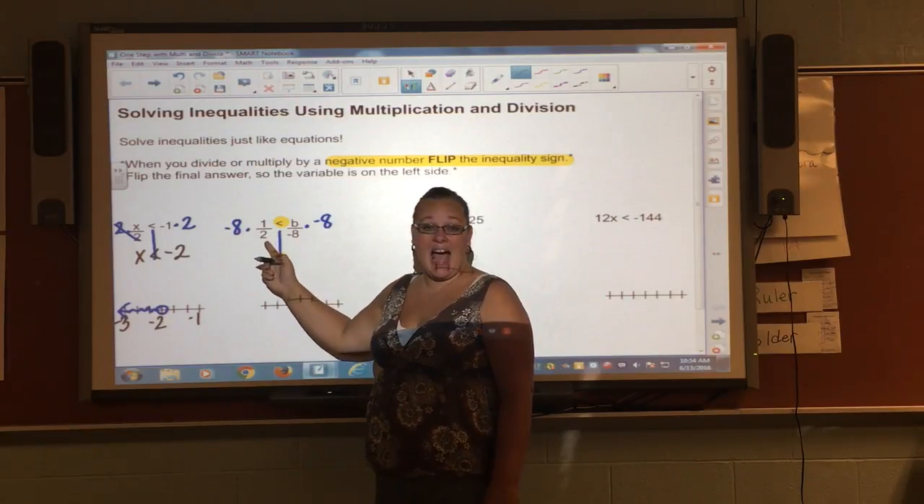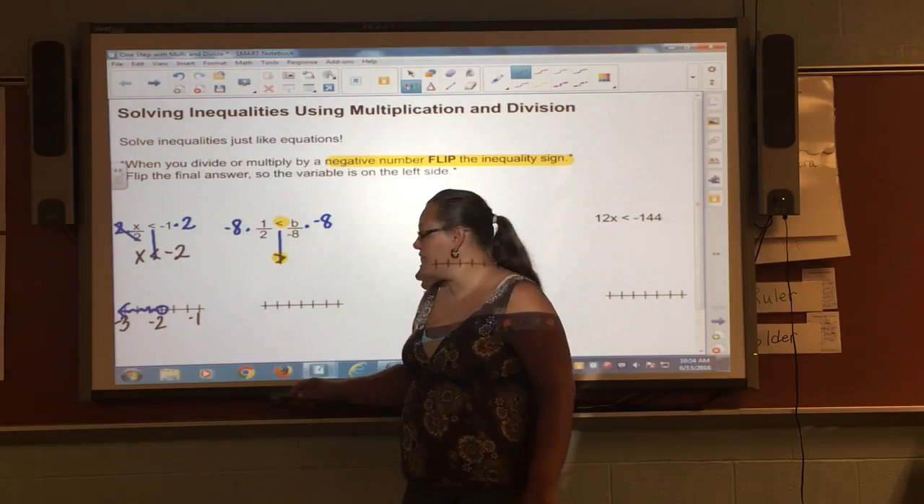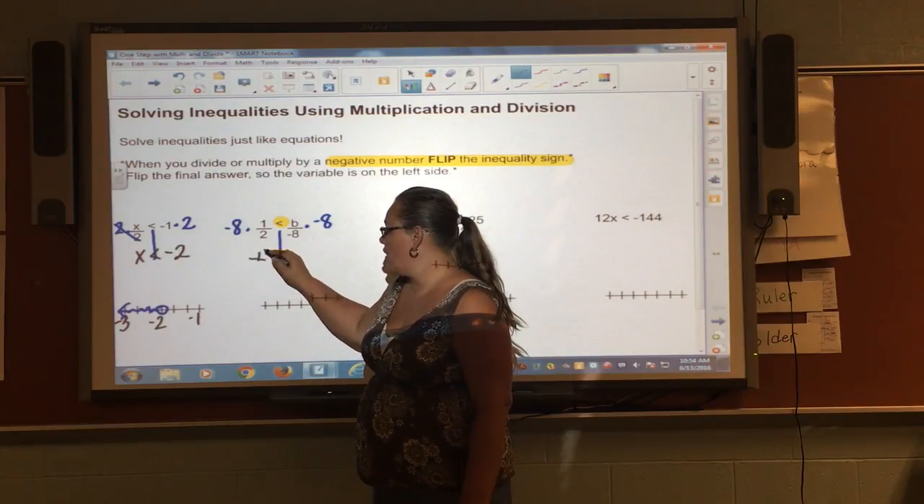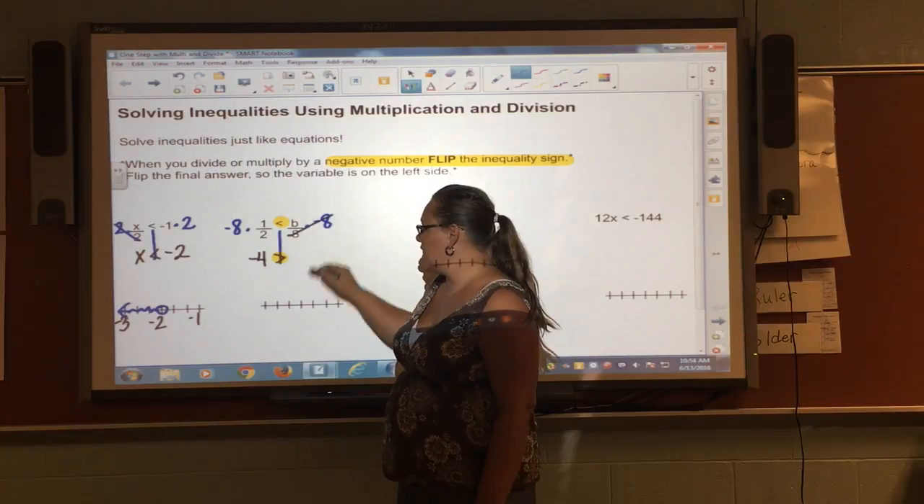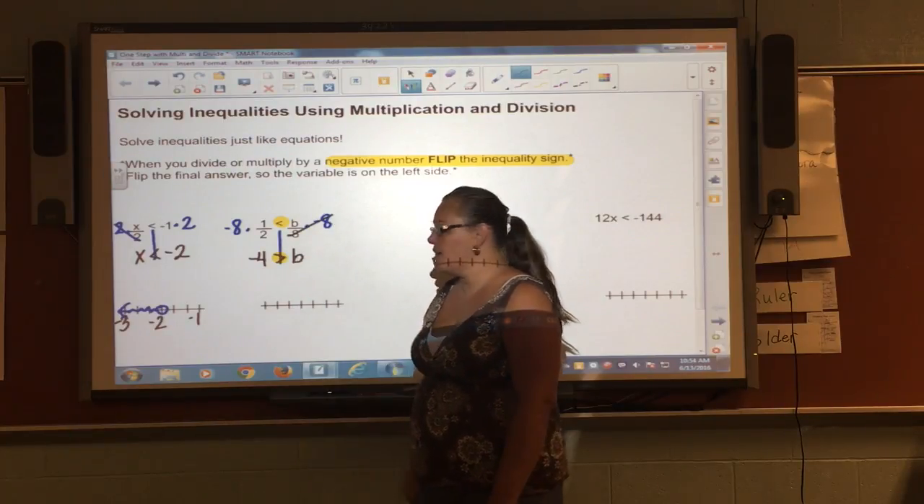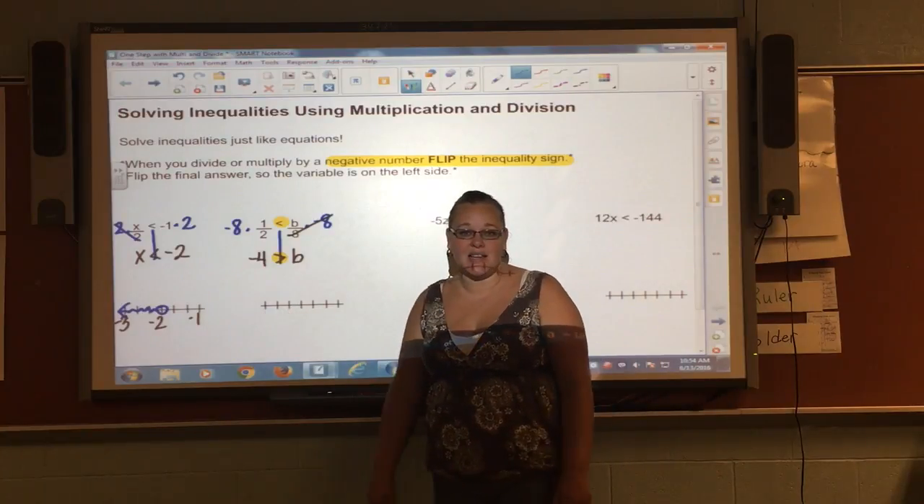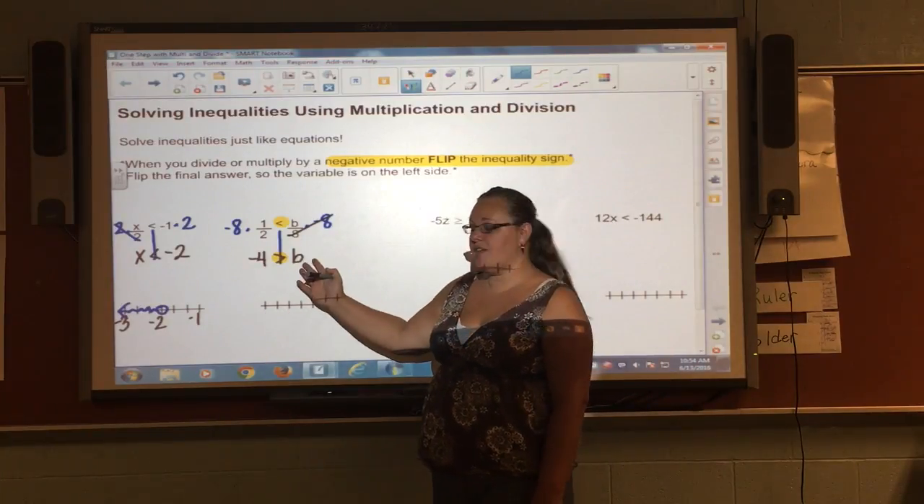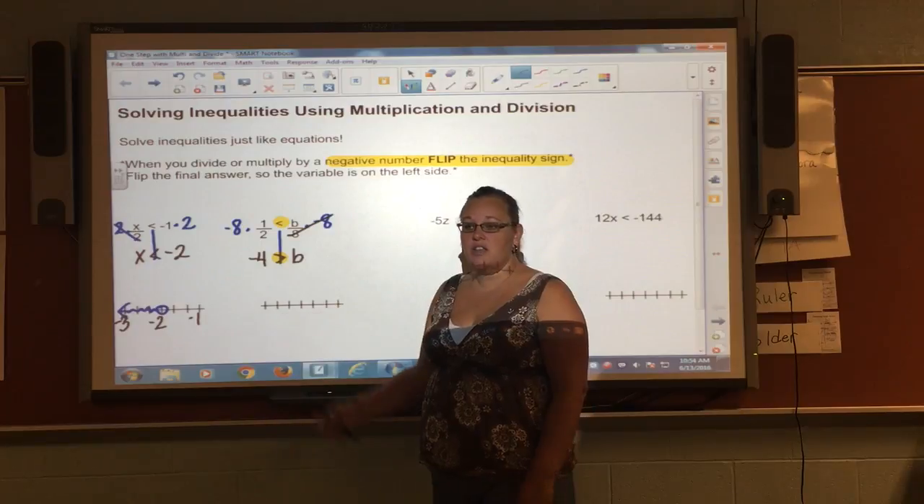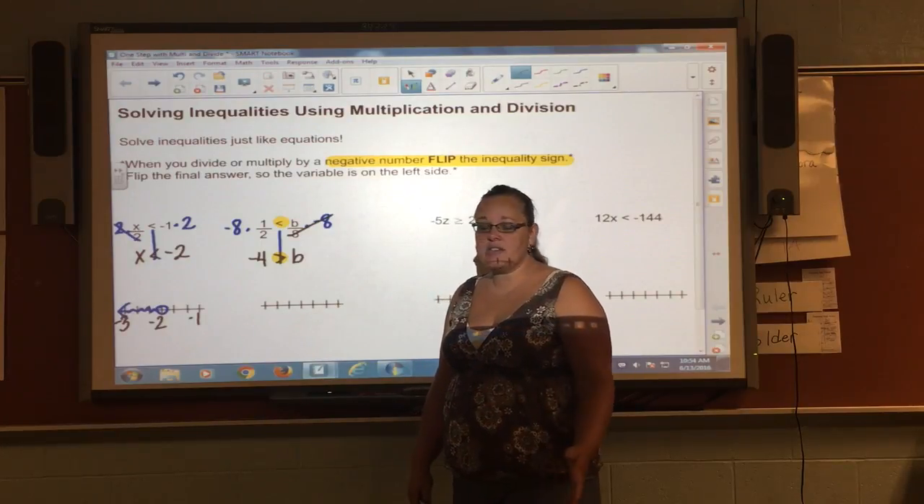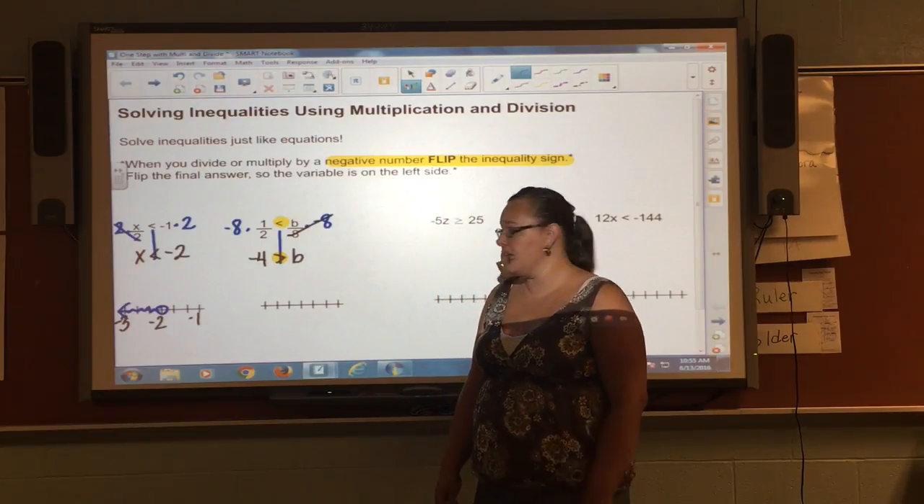Negative 8 times a half, or half of negative 8, would be negative 4. Is greater than, my negative 8's would go away, and I'm left with b. What's wrong with this answer? The variable is on the wrong side. So again, the only reason we're doing this is so that we can graph it easier.